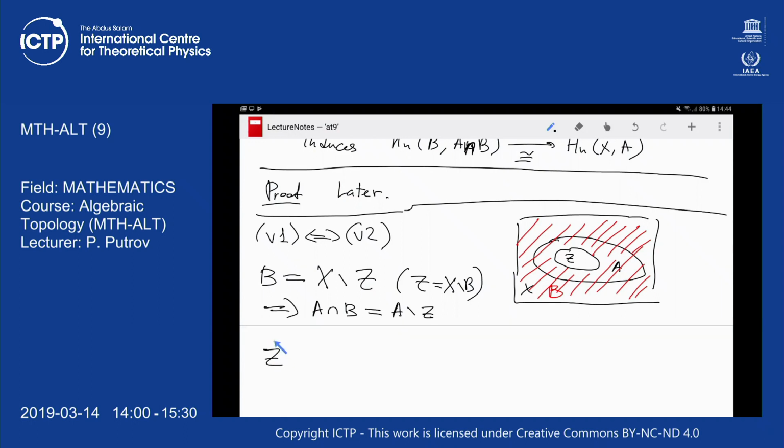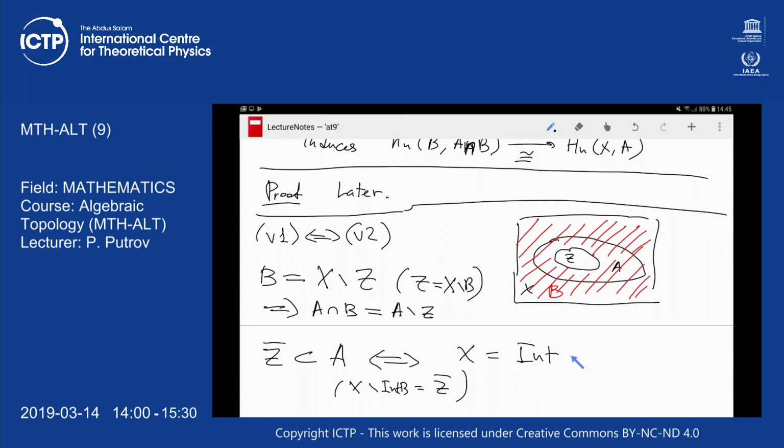So in version 1 there was the assumption that the closure of Z is inside the interior of A. If we use the fact that B is equal to X minus Z, in other words, Z is the complement of B inside X. So this means that if you take the complement of the interior of B, this would be the closure of Z. So here, if we remove all boundary points, this means that here we should add all boundary points.